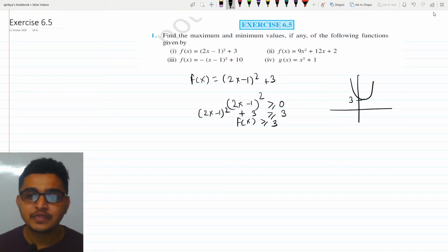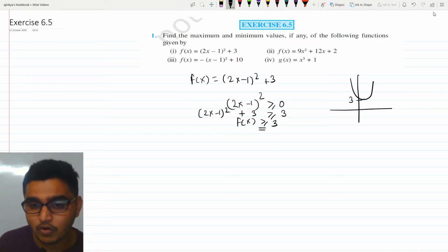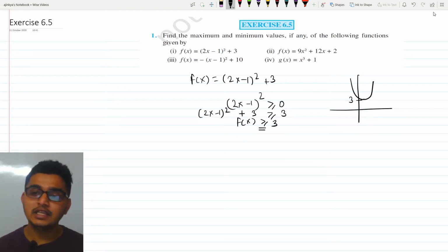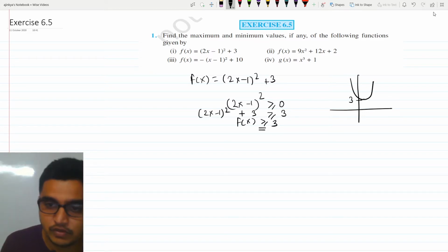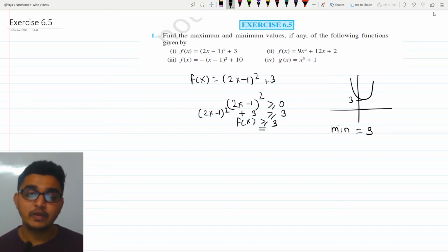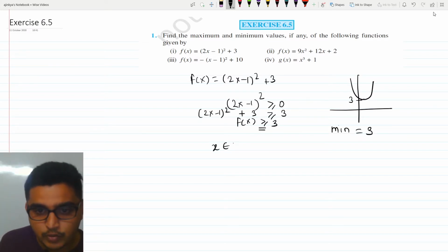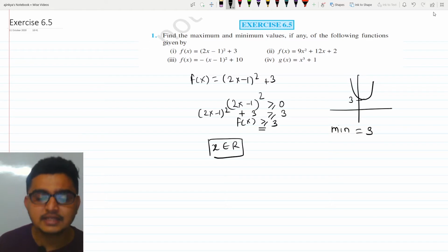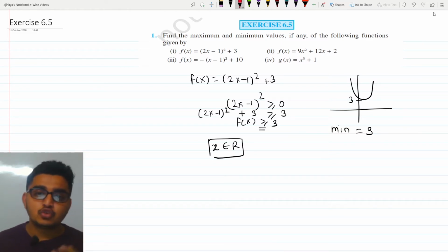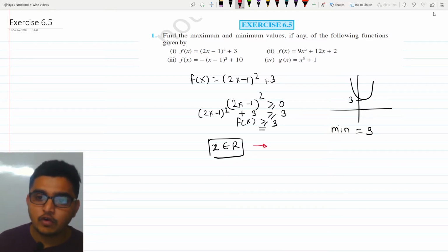Well, how did we say? Since the value is greater than or equal to 3, it means that the least possible value is going to be 3. But what about the maximum value? If we take the minimum value as 3, what is going to be the maximum value and at what points? So if you draw this function, we can say that x is always going to belong to the real numbers, and since x can go in the positive or negative direction, this maximum value will never exist.